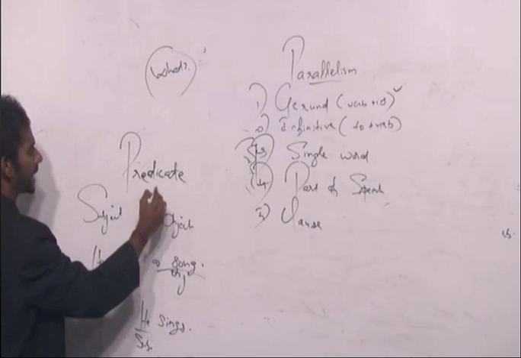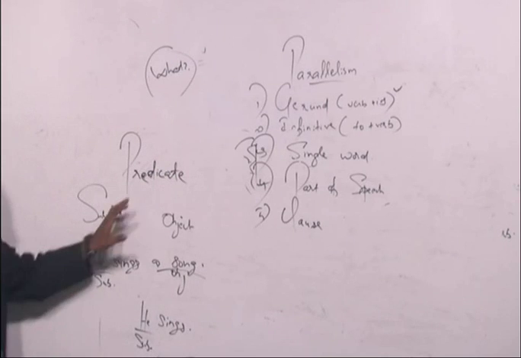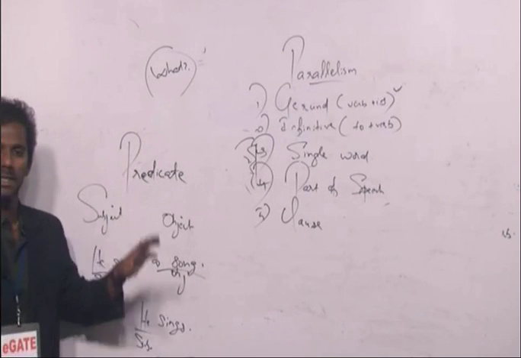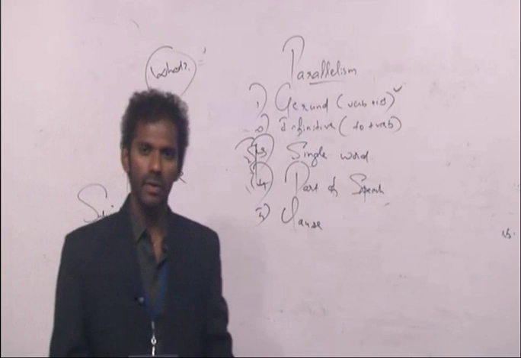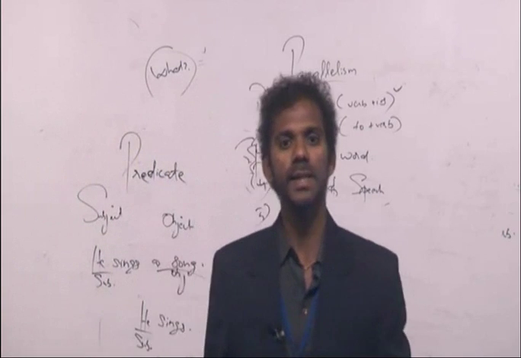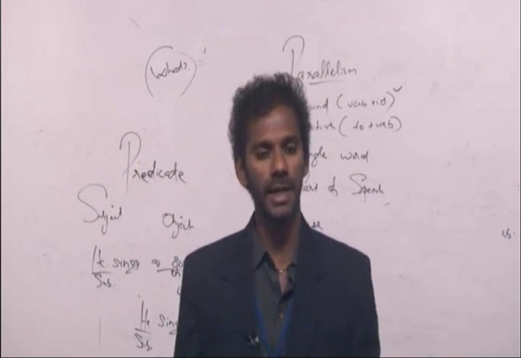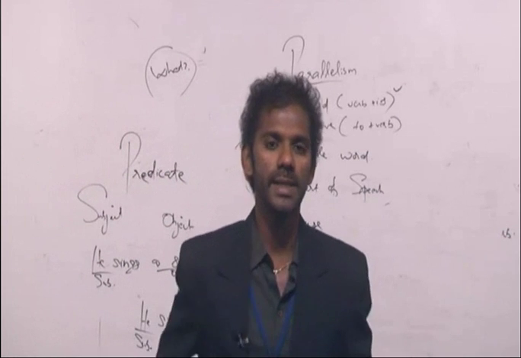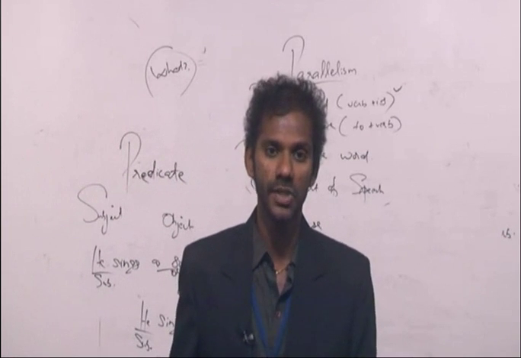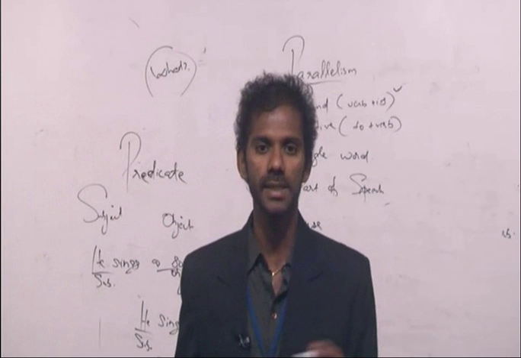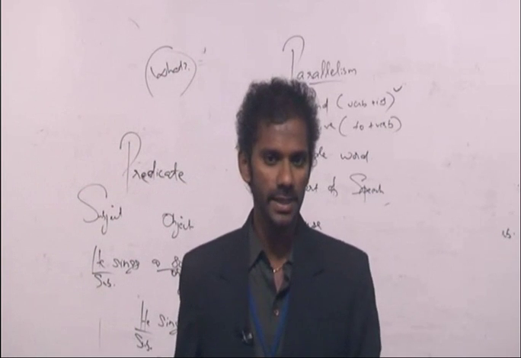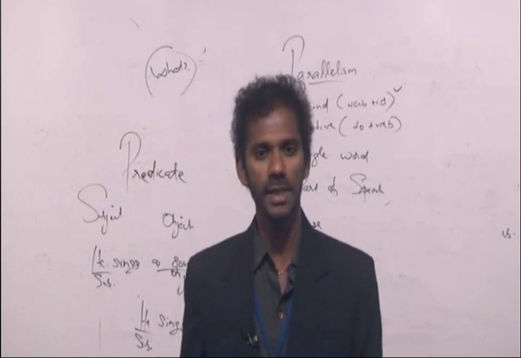What is a predicate? Predicate. Now, in a sentence, what is said about the subject is termed as a predicate. What is said about the subject in a sentence is termed as a predicate. Clear? So in a sentence, what is said about the subject is termed as a predicate.